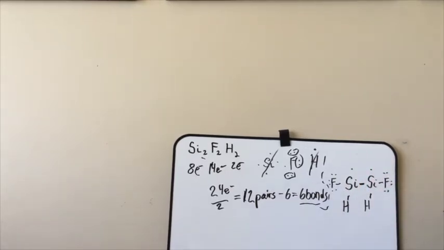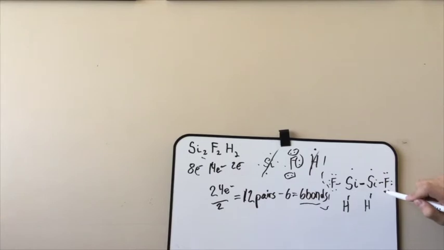So really quickly, what you want to check for is whether each element's fulfilling whatever rules it has. Hydrogen has 2 valence electrons, so it's fulfilling the rule of duet. And fluorine is fulfilling the rule of octet because it has 8 valence electrons. So lastly, you want to check, do you have the total number of bonds? The answer to this is no.